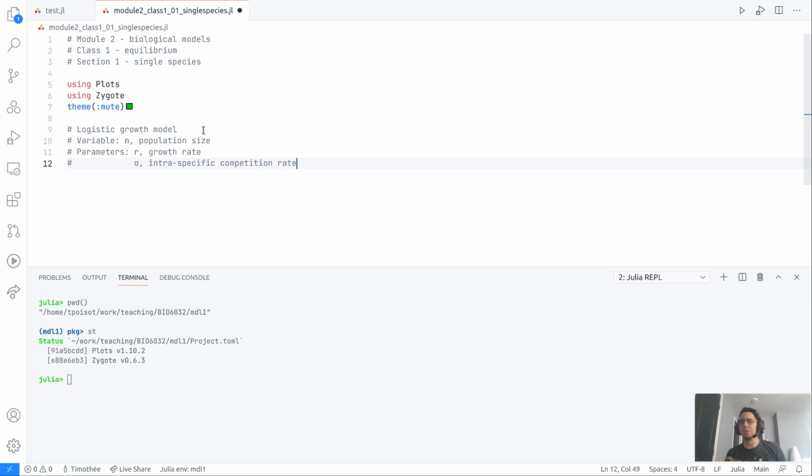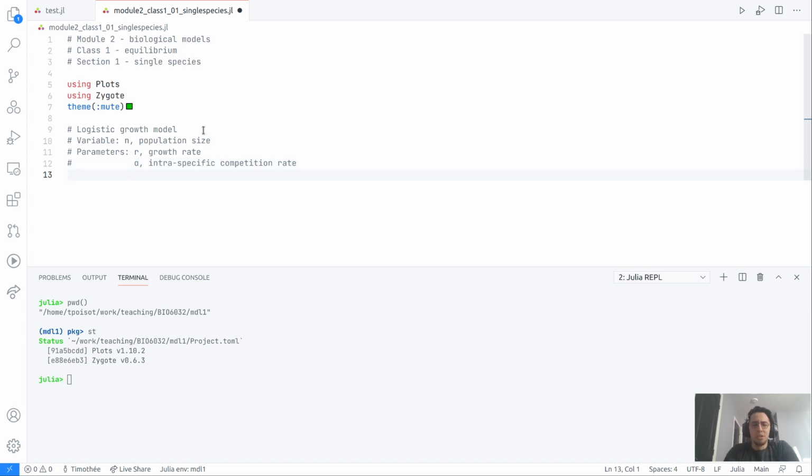So we have one variable. There's a single population that we are tracking through time. And we have two parameters, a growth rate and a rate of intraspecific competition. The difference between a variable and a parameter is explained in the book. A variable is something that changes over time and that we are interested in tracking. A parameter is something that can also change over time, but it's more something that is external and that is driving the behavior of our variable.